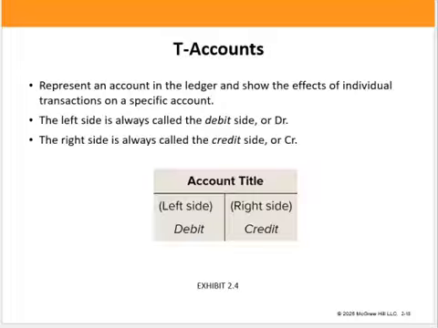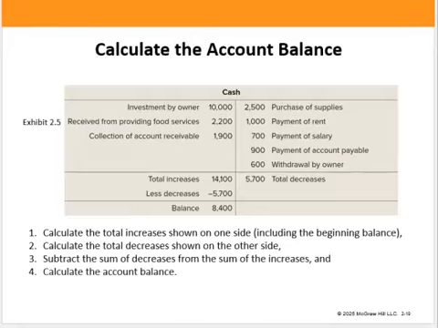So let's have a look at what we've got here with the T account. You can see the left side of the T account is always called a debit, or DR for an abbreviation. The right side is always called a credit, or CR as an abbreviation. So let's have a look at an example. Okay, so we've got a cash account.